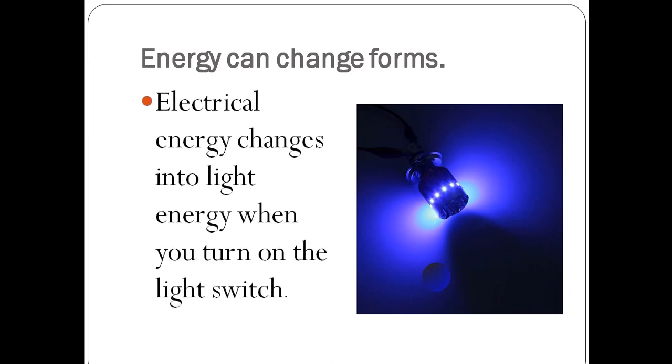Let's start. Of course, we all have lamps at home to get light. But what exactly happens here? The electrical energy inside the wire in the wall changes into light energy when you turn on the light switch. So here is a change. Electrical energy changes into light energy.